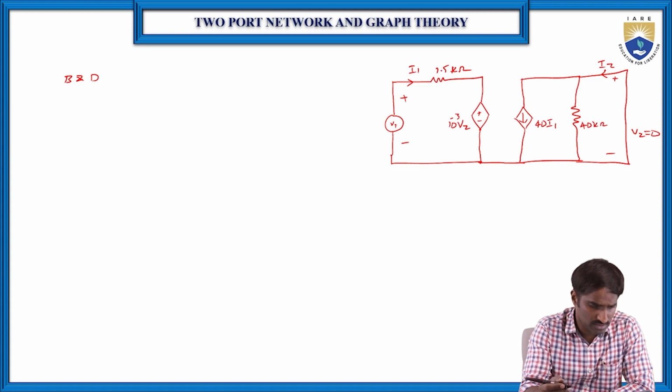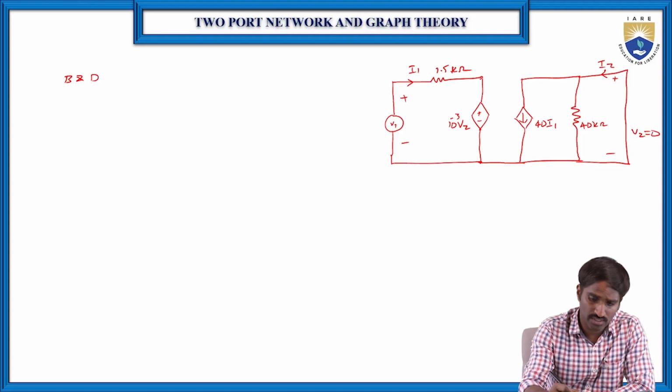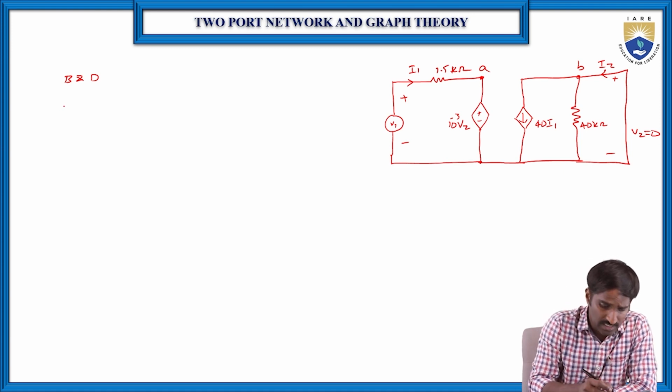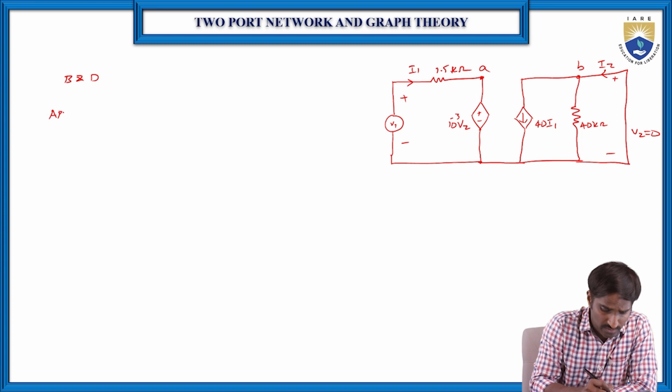So let us consider the nodes. Here it is A and here it is B. Now apply the KCL at node B.